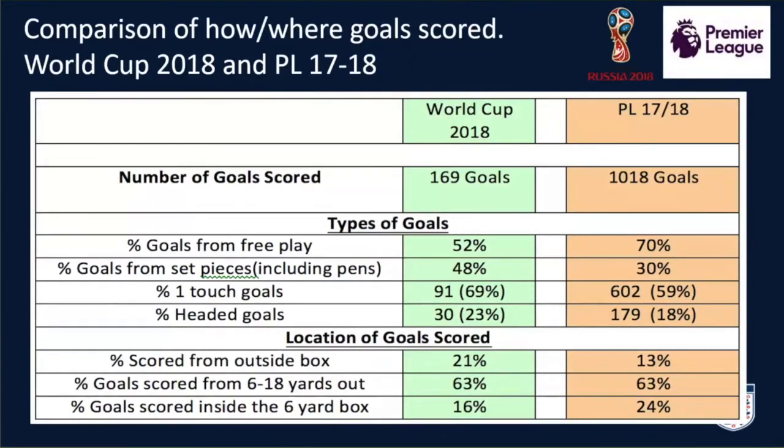And then the real key one for me, especially look at the stat in the World Cup where it says percentage of one touch goals: just taking the one touch, no time to think, an instinctive finish. 69% in the World Cup, 59% in the Premier League. So these are again sort of 6, 7, 8 out of 10 goals scored inside the box, one touch finish, no time to think. Rich, if we could go to the next slide for us, please.